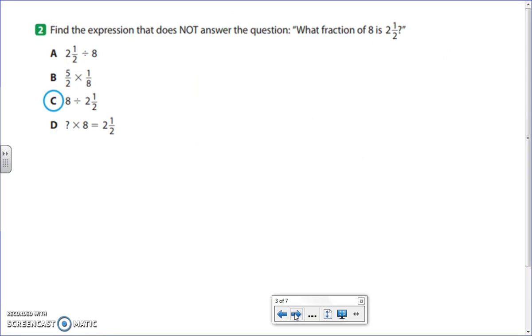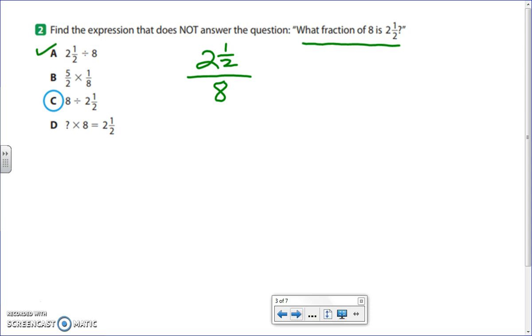It says find the expression that does not answer the question, what fraction of 8 is 2 1/2? So one of these is not the correct answer. That's the one we're trying to identify. If I divide 2 1/2 by 8, it says which one does not answer, what fraction of 8 is 2 1/2? That's like saying I have 2 1/2 out of 8. That is the fraction 2 1/2 of 8. So I know 2 1/2 divided by 8, yeah, that's fine.